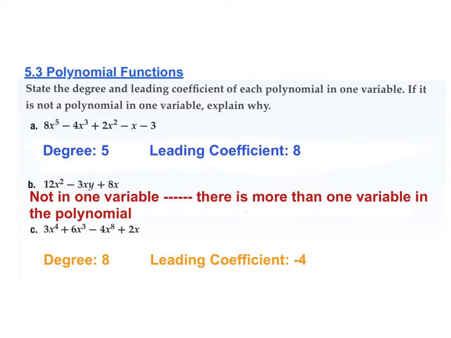Are you just really trying to find a leading coefficient? No, we're doing both. So in order to find the leading coefficient, we have to find the degree first. That's the key. Once you find the degree, then you just find that number that goes with it, and then you found the leading coefficient. Okay?